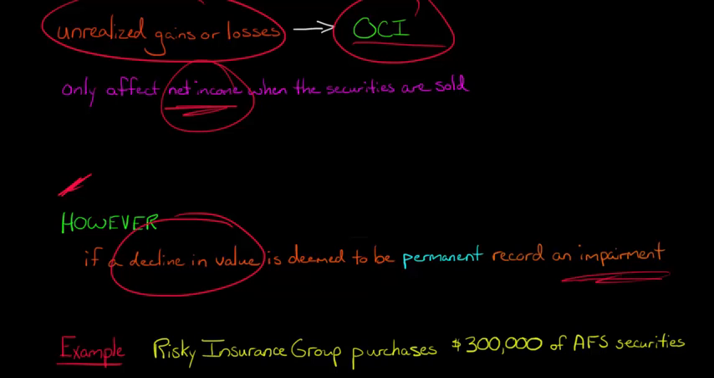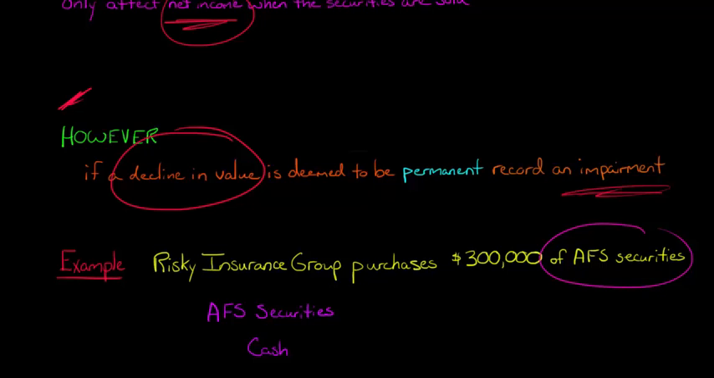So let's walk through an example. Risky Insurance Group purchased $300,000 worth of available for sale securities, and now we're going to account for them. We debit available for sale securities and credit cash, and the amount in each case is $300,000. That's pretty simple. That's just to put the securities on the books.